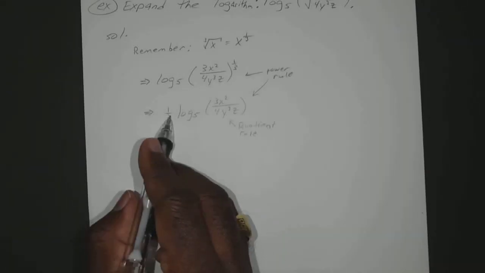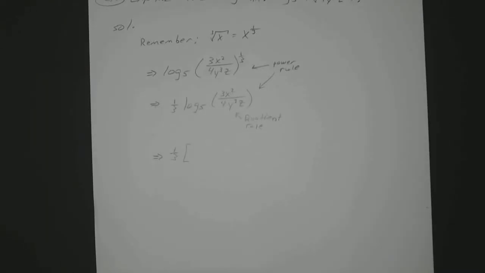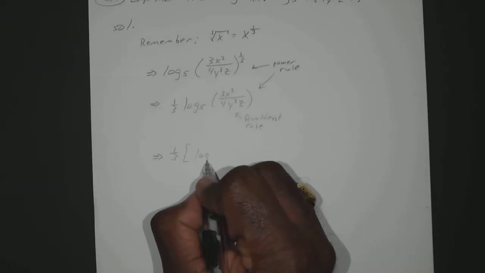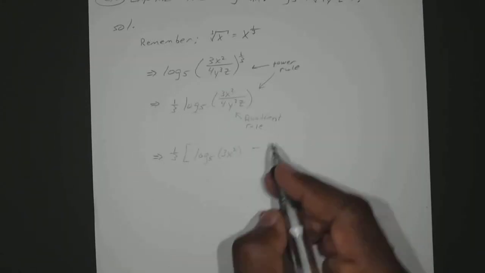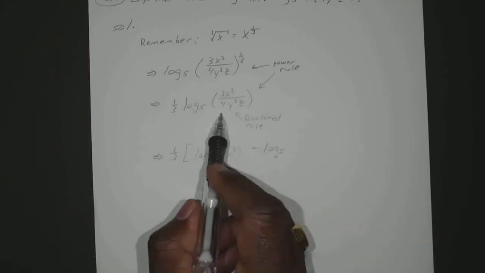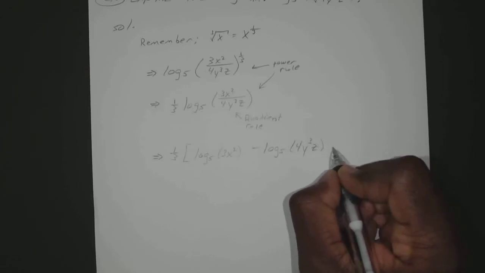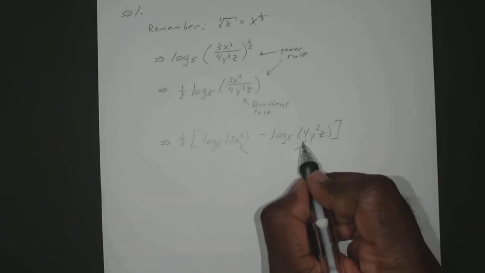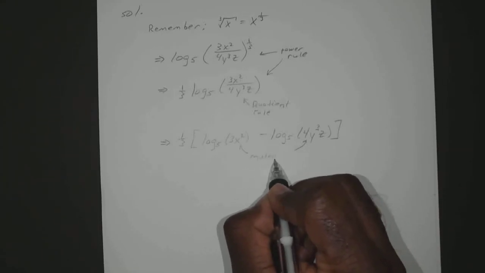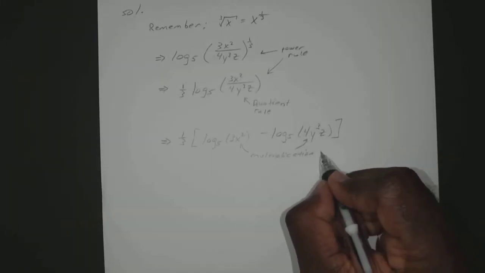So that takes us to, remember your 1/3, times log base 5 of 3x squared minus log base 5 of 4y to the 3rd z. Okay, so we got rid of our quotient, but we still have multiplication inside of there, which means we're going to use the product rule.